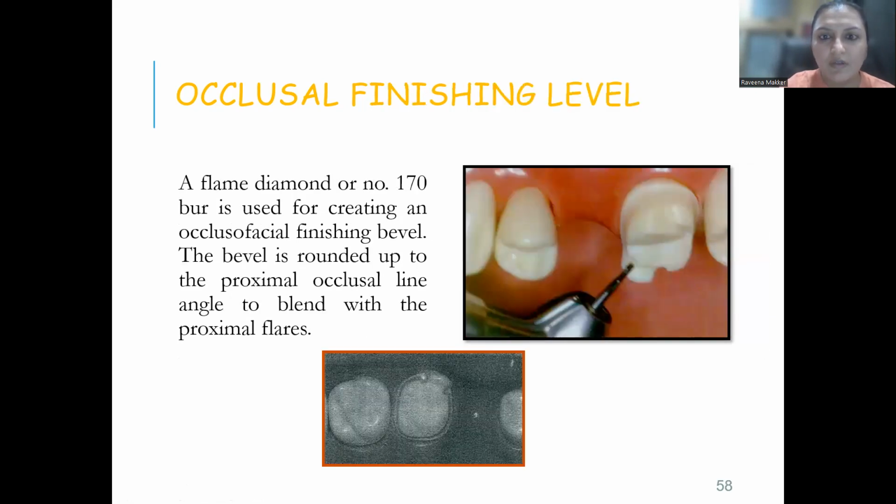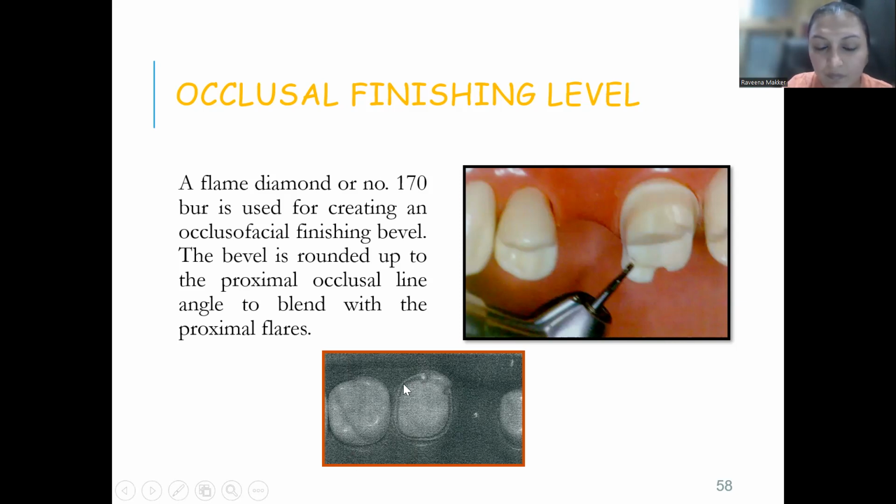Then occlusal finishing level, a flame diamond or number 170 burr is used for creating an occlusofacial finishing bevel. The bevel is rounded up to the proximal occlusal line angle to blend with the proximal flares. Now this is the bevel which is created. This is rounded up to the proximal occlusal line angle to blend with the proximal flares.